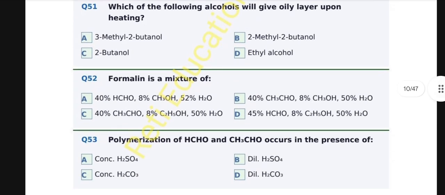Question number 52. Formalin is a mixture of, and the correct option is A. 40% of HCHO, 8% of CH3OH, 52% of H2O. Formalin is an aqueous solution of formaldehyde, 40% of formaldehyde, 8% methanol added as a stabilizer, and 52% water.